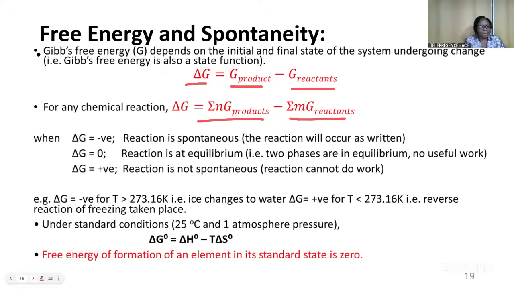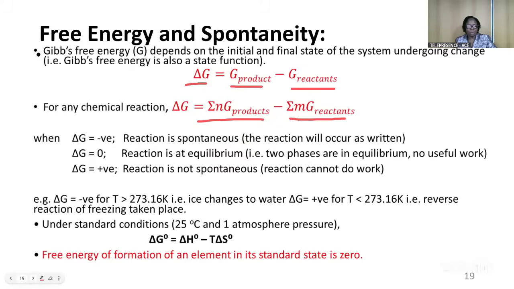So, for example, if you have delta G to be negative for T equals 273.16 Kelvin, that is indicating spontaneity. That is, the reaction is spontaneous. For example, in the case of ice, at T greater than 273 Kelvin, you will see that ice will change to water. And delta G is positive for less. When the temperature is less than that value, you will find freezing will take place.